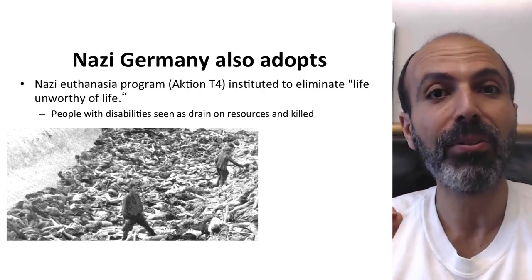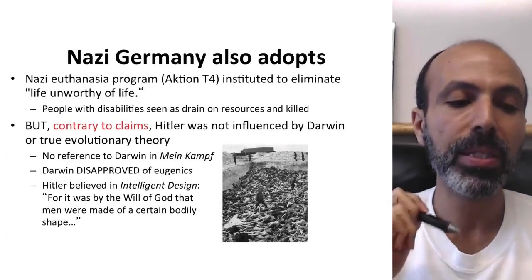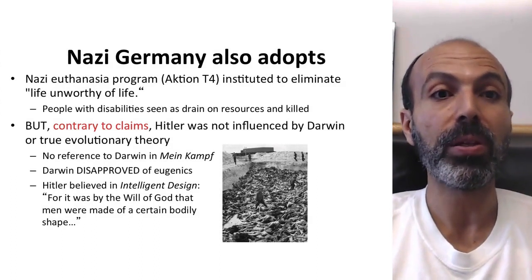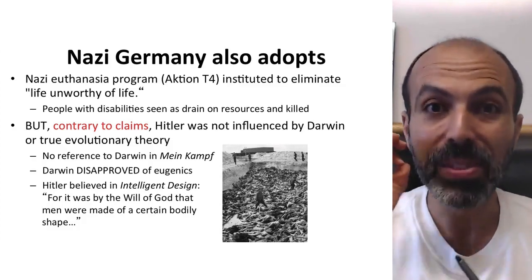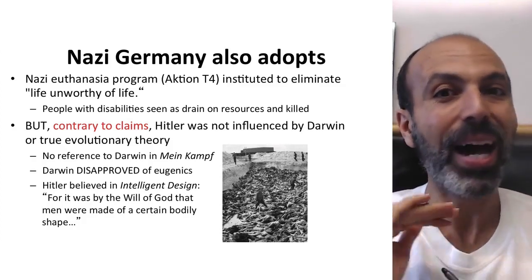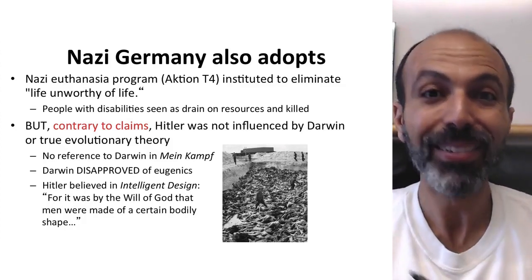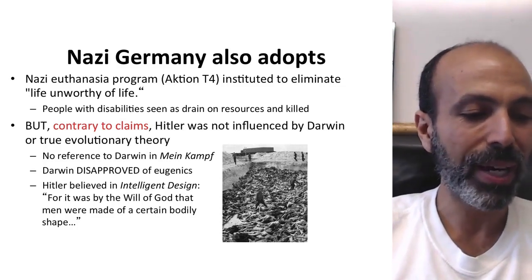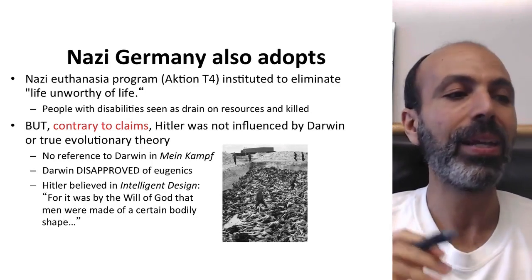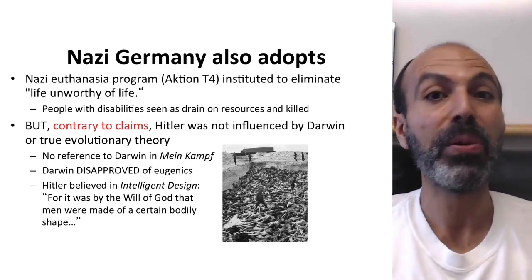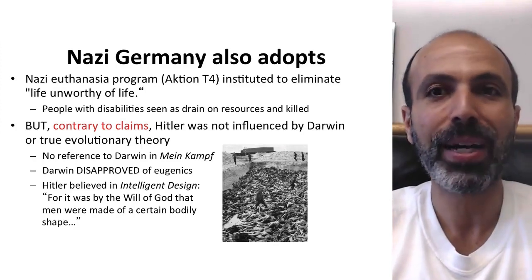Now, I want to stress, because this often comes up, and people say, oh, see, evolution is evil, Darwin was evil. In fact, contrary to claims, Hitler was not influenced by Darwin or by true evolutionary theory. There's no reference to Darwin whatsoever in Mein Kampf, even though he was advocating this. Darwin, as I mentioned, disapproved of eugenics. So this is not following Darwin. This is going against Darwin. And in fact, Hitler believed in intelligent design. Really? So here's a direct quote. "For it was by the will of God that men were made of a certain bodily shape." That is very much intelligent design. That is not the standard theories of evolution. So although people sometimes throw this out as trying to tie Nazi Germany evil with evolutionary biology, it's not true.